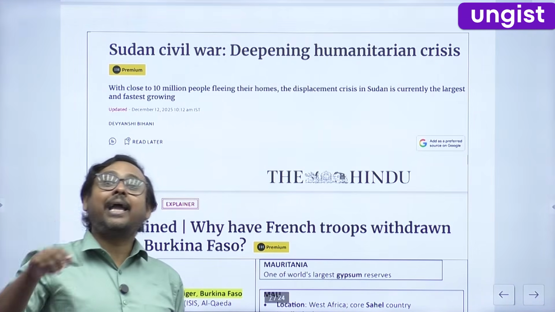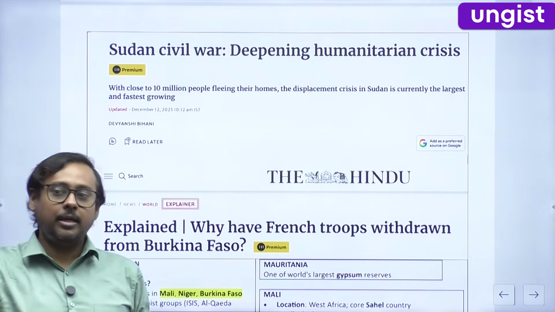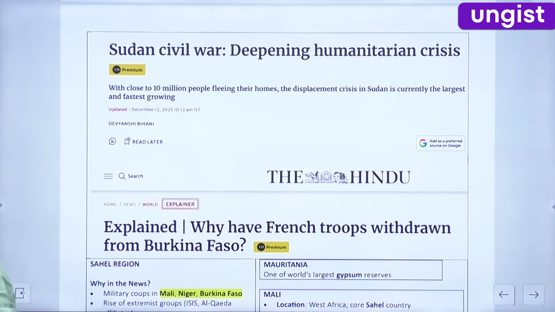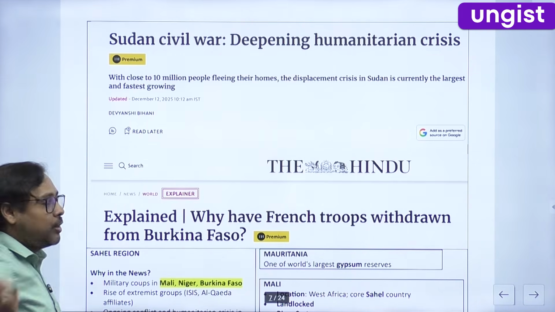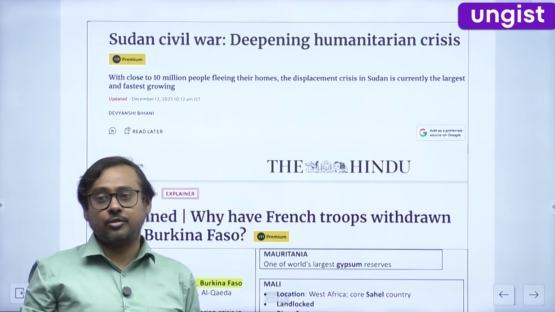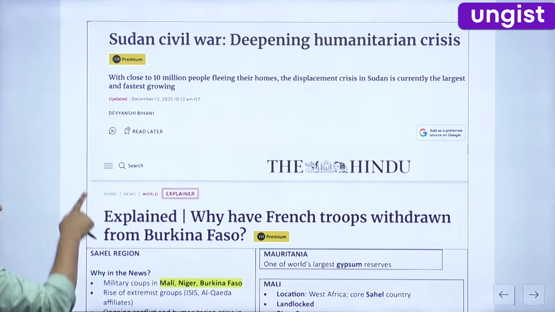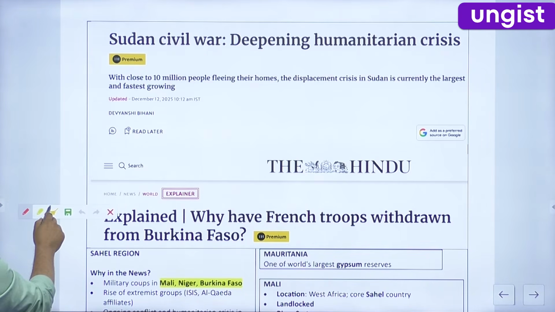Now, why is it in the news? UPSC had asked a question on the Sahel region, right? So many incidents keep happening here. First is Sudan. I have a gut feeling that they might ask a question on Sudan. Why? The reason is this. And this is not just reported in The Hindu, it is reported across the media.